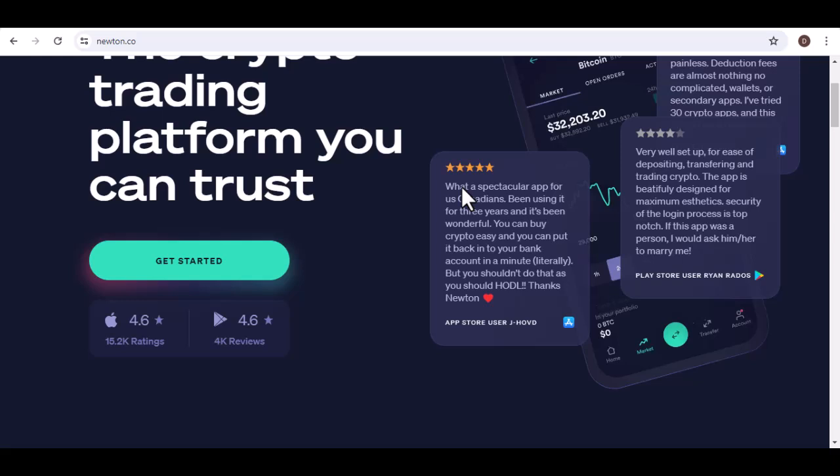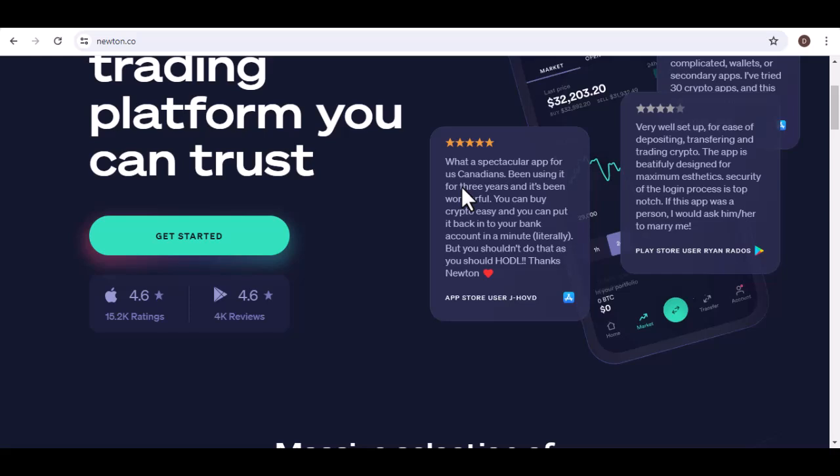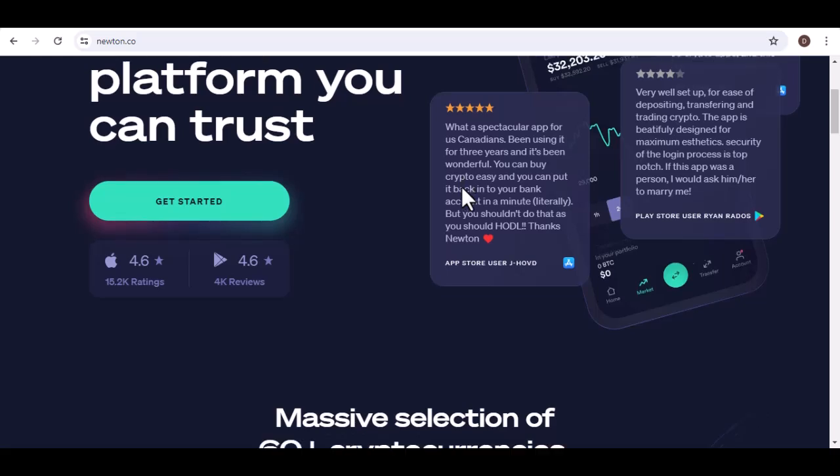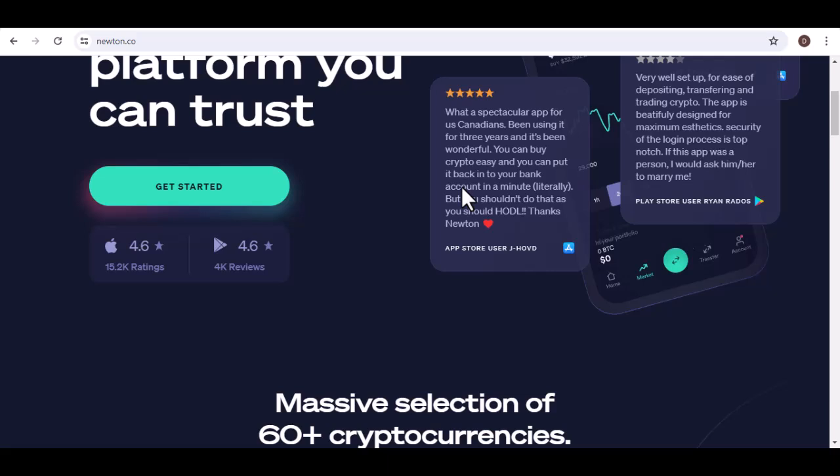Before we get into the nitty-gritty of withdrawal fees, let's take a moment to understand why they exist in the first place. Crypto exchanges, like Newton, incur costs to process transactions, maintain security, and provide various services to their users. These costs are often passed on to users in the form of fees, including withdrawal fees.